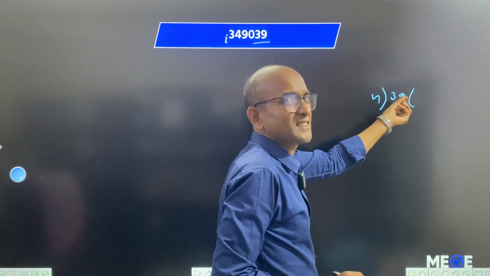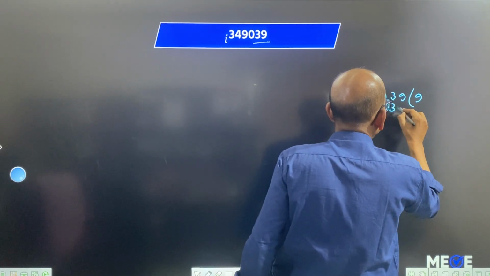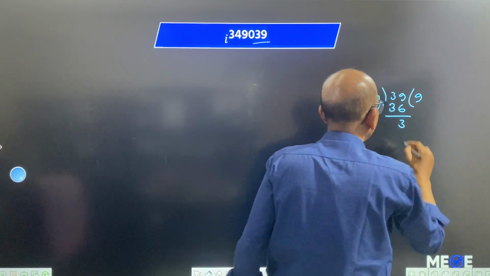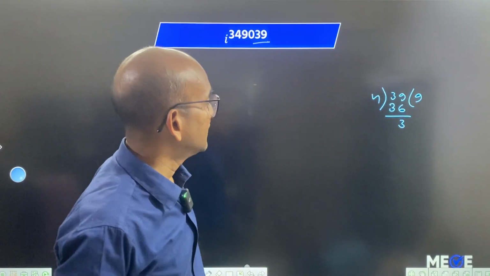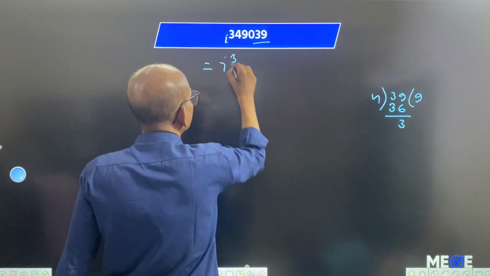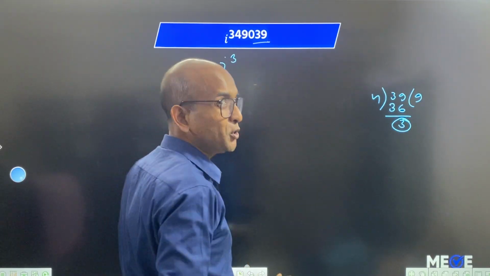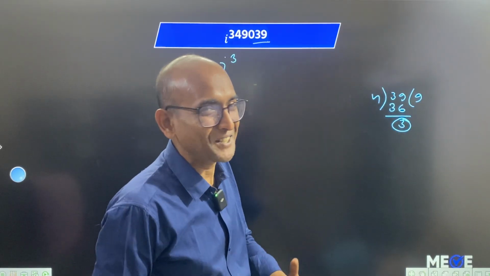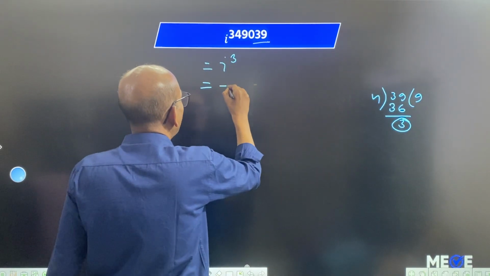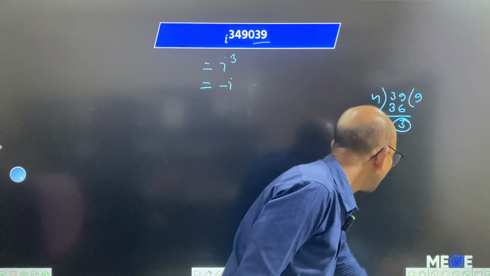4 nines are 36. So we'll have the remainder as 3. So we have to put here I cube, that means this 3. 3 is called cube in case of the exponent system. Then this is minus I. So your problem is solved. Now come to the next slide.